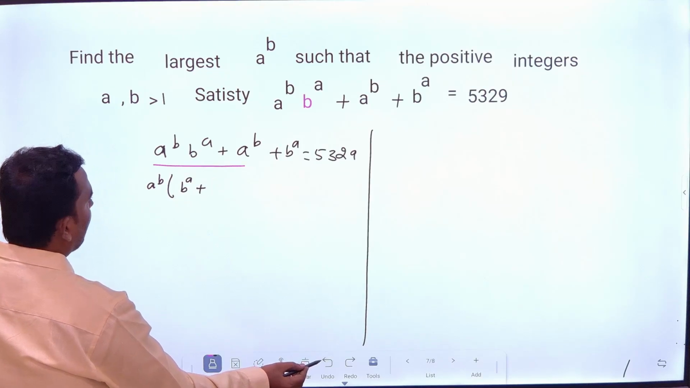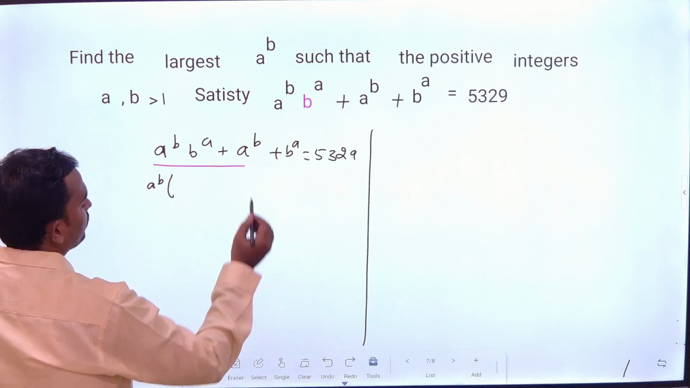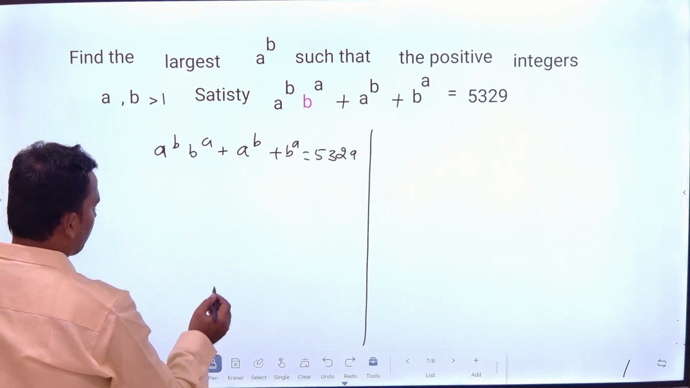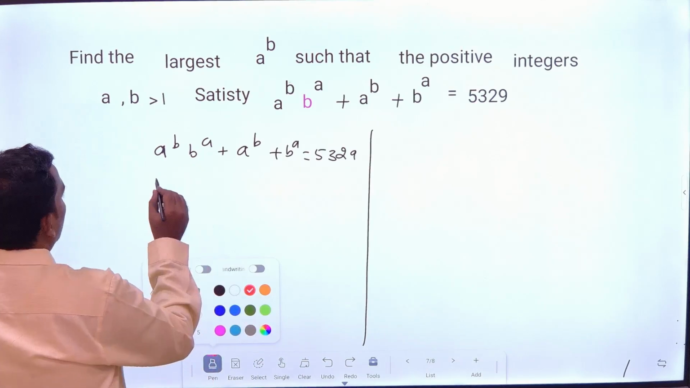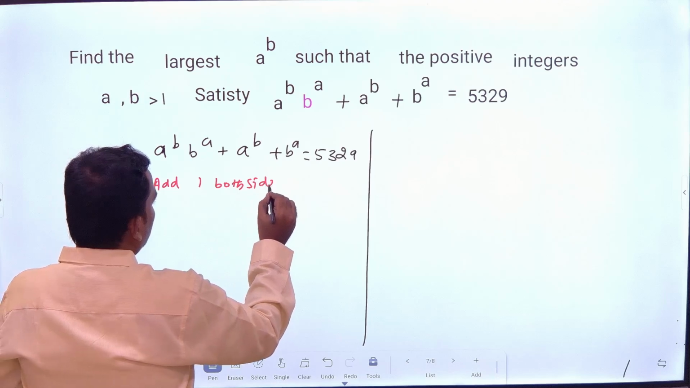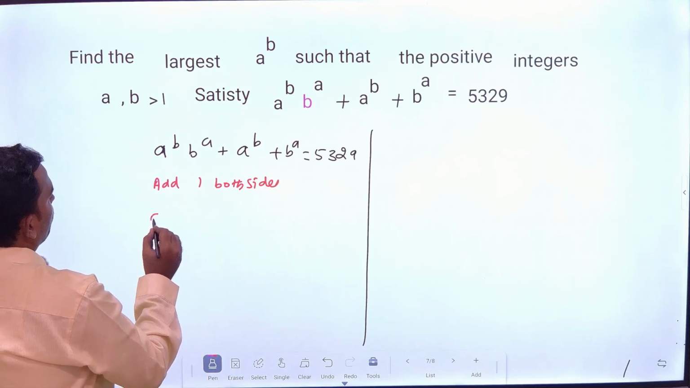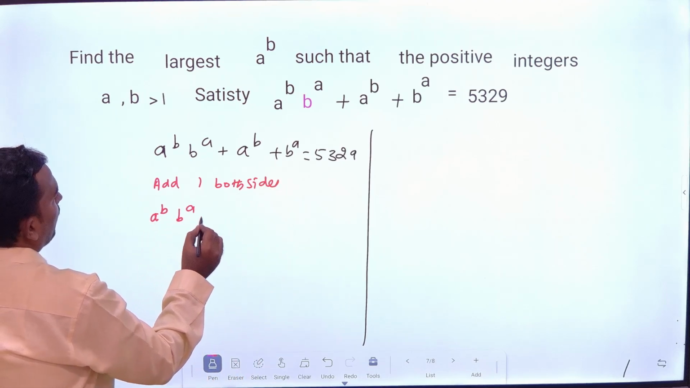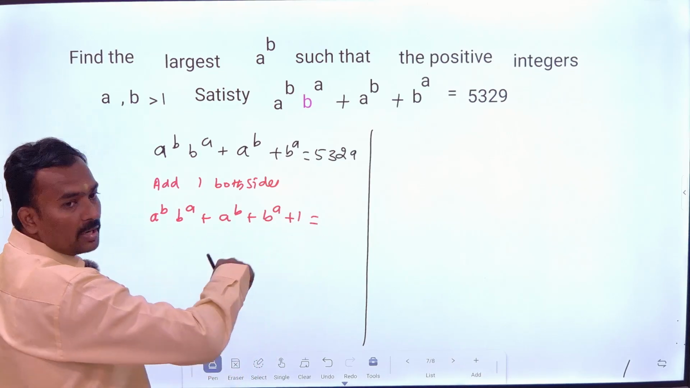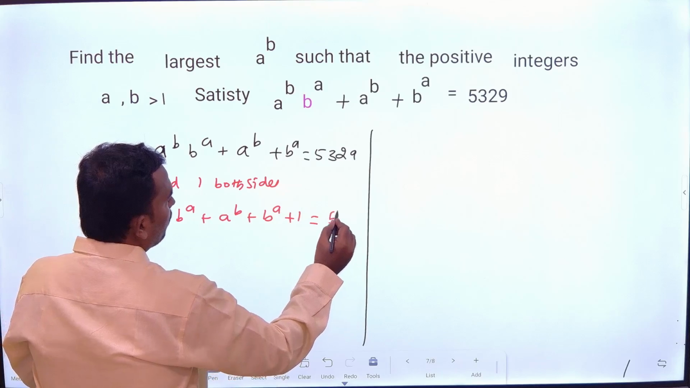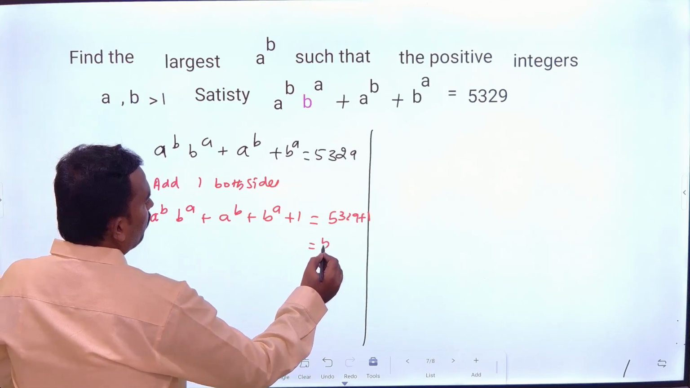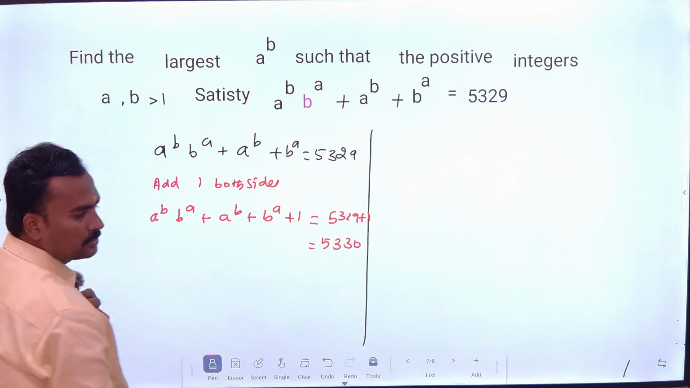So for that, you can take the first expression and add 1 on both sides. Then only you can factorize it. So we get a power b times b power a plus a power b plus b power a plus 1, and adding 1 on the right side also, 5329 plus 1, so this will be 5330, right?